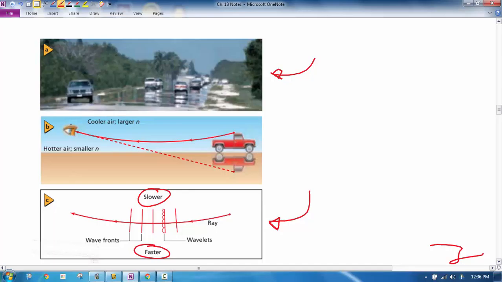And so what your eye perceives at the very end here is that your brain detects the direction that this light's coming from as down here. So what you see is a virtual image down below the road.